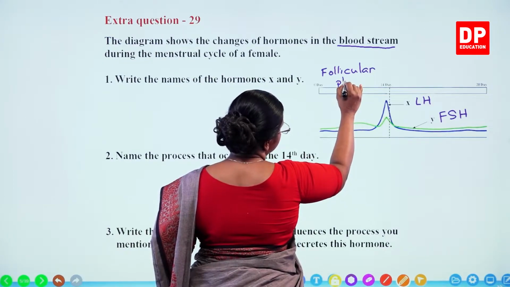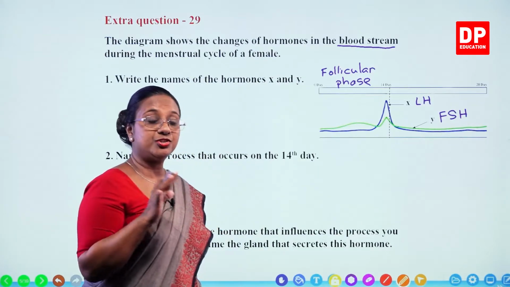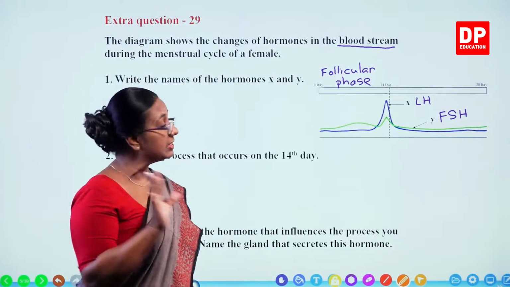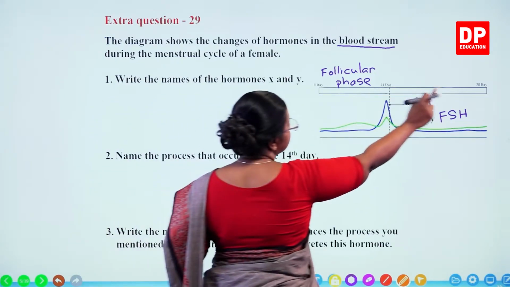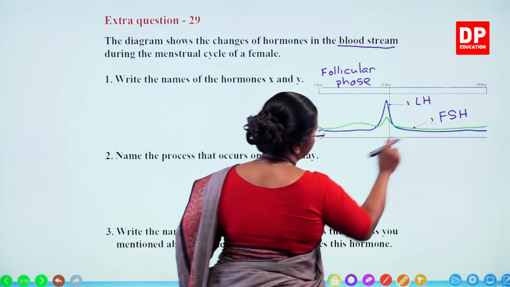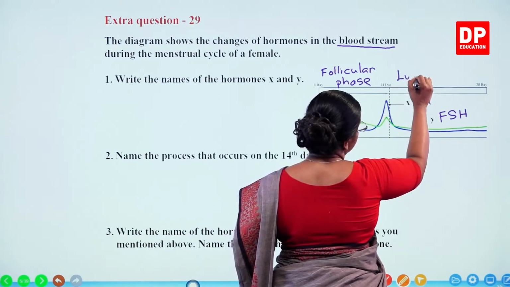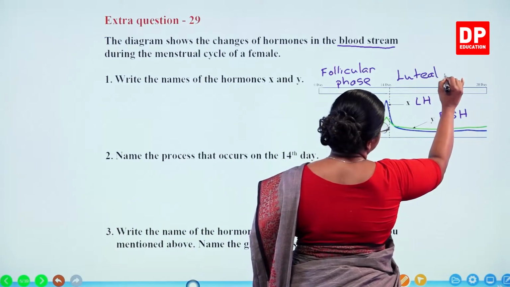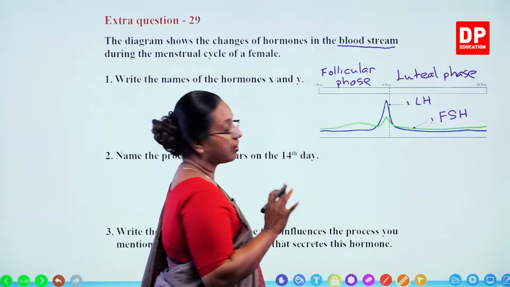So you all know, students, normally in the textbook all these are labeled, but in the question they don't give all the labels, they only give you the graph or the diagram. And here the days are marked and the hormones are marked as X and Y. And what is this phase? It is the luteal phase. So those are the information that you know from this graph.